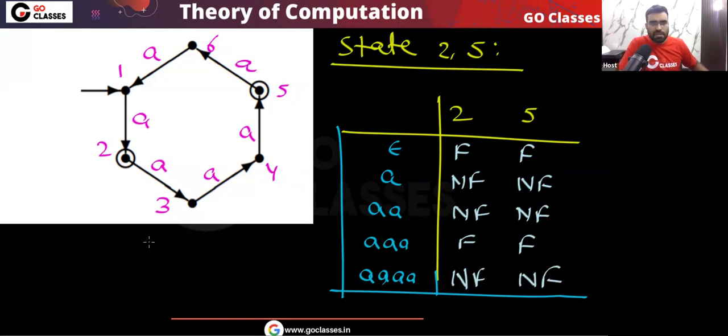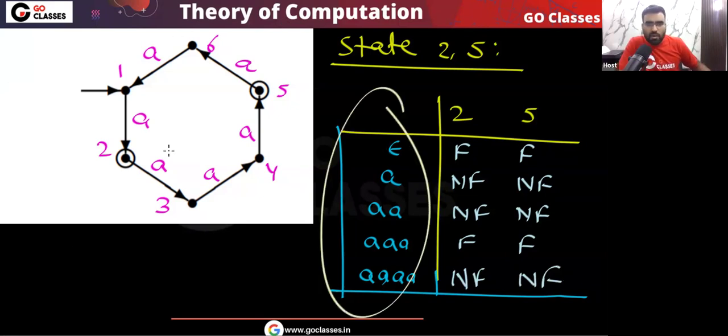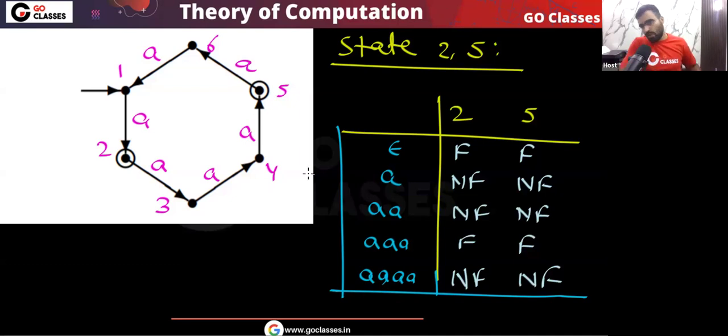Tell me. Yes, on every string of length at most n minus 2, that is, at most 4, you can see both are going to final or non-final together. Yes or no? Here you can see final together, non-final together, non-final together, final together. So I can say they are equivalent. Is this clear? So remember, state 2 is equivalent to state 5.